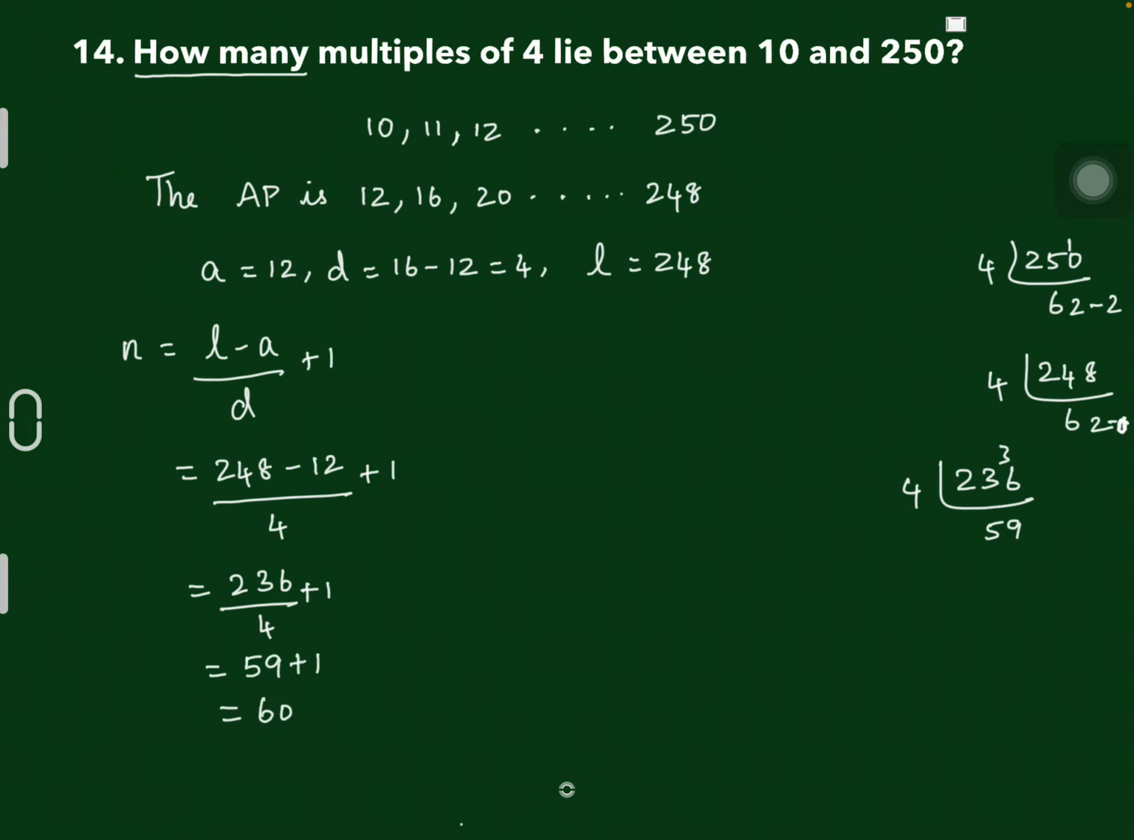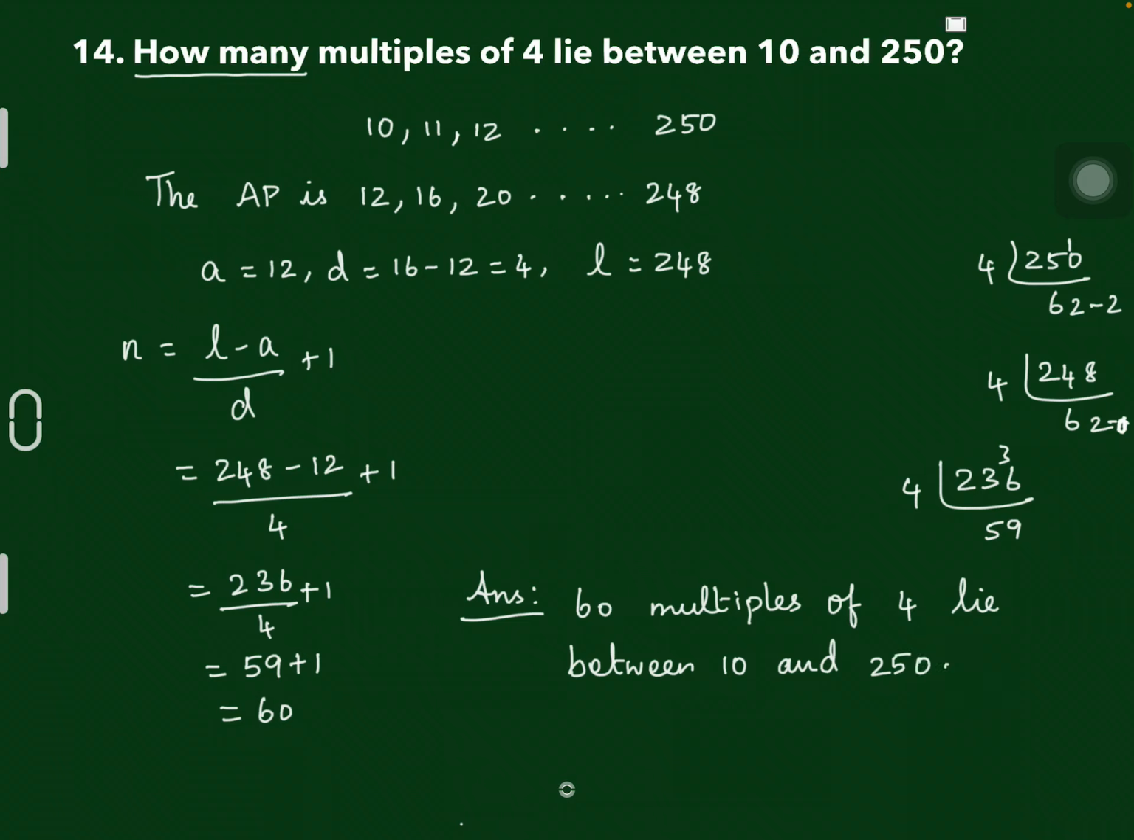So, how many multiples of 4 lie between 10 and 250? 60 multiples of 4 lie between 10 and 250.